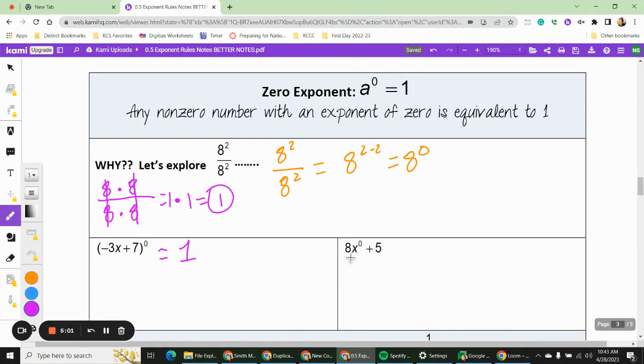Now, this one's a little bit different. Only the x is being raised to the 0 power. So I'm going to bring down the 8, and it's 8 times x to the 0 power. So x to the 0 power is 1. I'm going to write 8 times 1, bring down that plus 5. And when I simplify, 8 times 1 is 8 plus 5, and we'll get 13 for our final answer with that one.